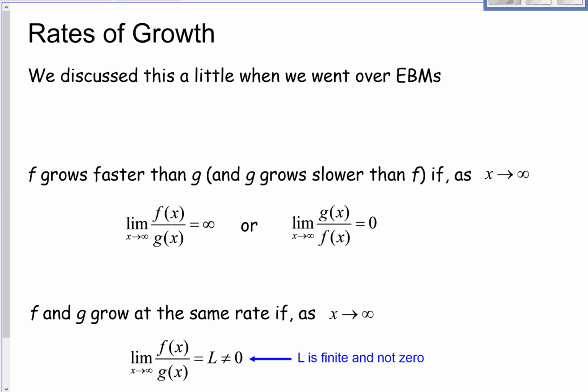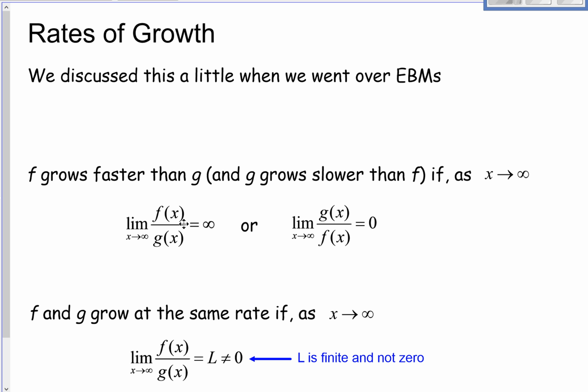The idea is I want to do a comparison, in other words a ratio, and then take the limit of that ratio as x goes to infinity. If I want to compare functions f and g, it doesn't matter which one goes on top, but when I do the limit as x goes to infinity of f over g, and that's infinity, that means f is growing faster. If I get 0, that means the top is growing slower.